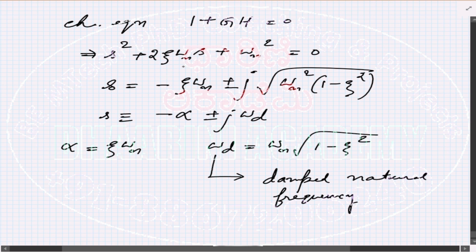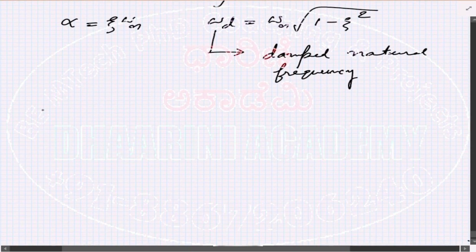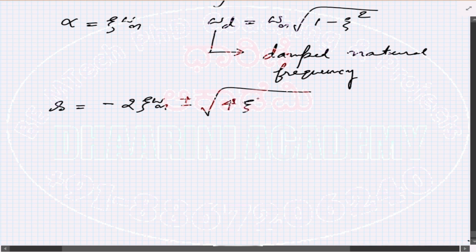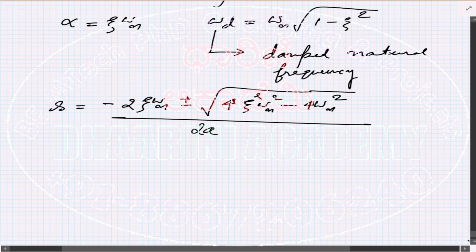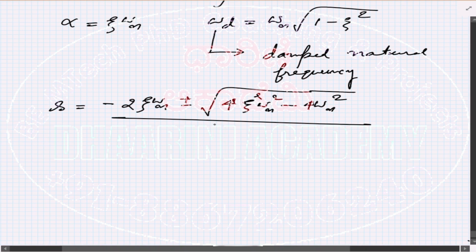See, there is a 4 times, let me write. So let's write this term. So s is equal to minus 2 zeta omega n plus or minus root of 4 zeta square omega n square minus 4 omega n square, whole divided by 2a. Okay, a is 1, so you can simply write this as divided by 2 into 1.